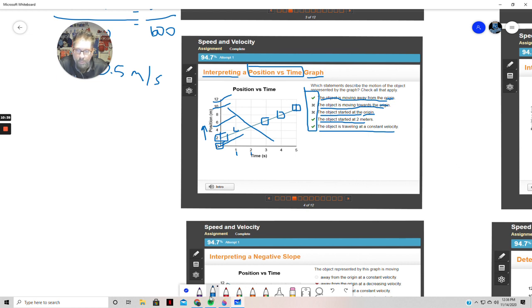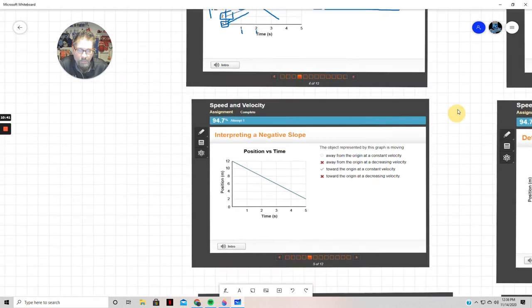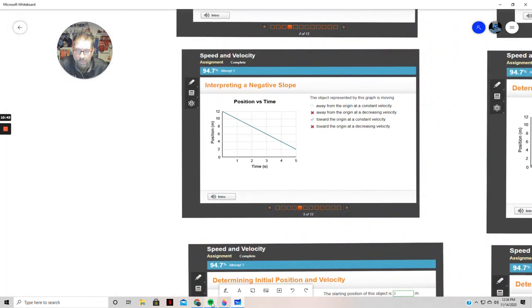All right, looking at our next slide. Okay, interpreting a negative slope. And these can be tricky, okay, but interpreting a negative slope. So we'll just start at the top here. Excuse me. It's moving away from the origin at constant velocity. So we got two things. We've got direction, and we've got a reference to the speed or the velocity that it's moving at.